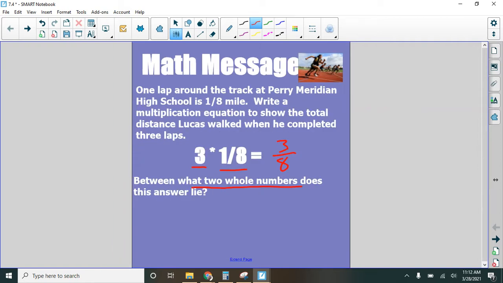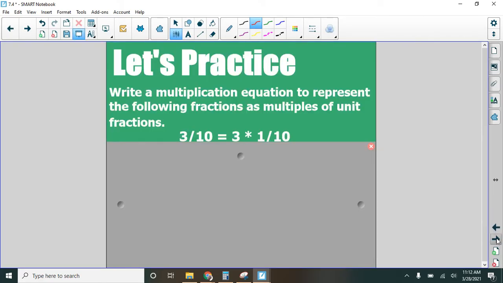Right? Well, you have to think, is this number between 2 and 4? Or 2 and 3? Is it between 6 and 7? This is more than 0, but less than 1. Right? More than 0, but less than 1. If it was more than 1, it would be 8/8 or higher than 8/8. Okay, so that's kind of what we're working on today.